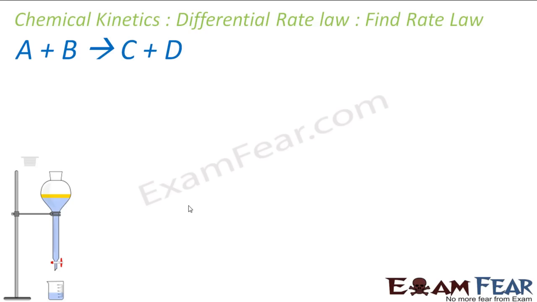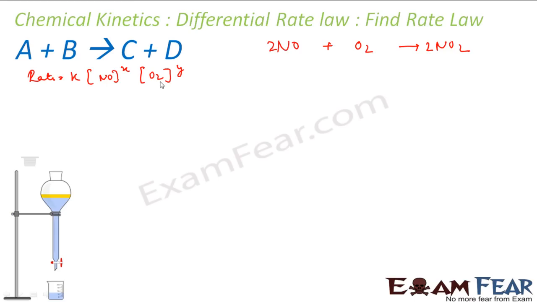Correct? So how do you find the rate law? For example, let's take one example. I have NO reacting with O2 to give NO2. This is my balanced reaction. Correct. So in this case, my rate will be k times concentration of NO to the power x, concentration of O2 to the power y. And x, y have to be found experimentally. Correct? Because I told you x and y have to be found experimentally.